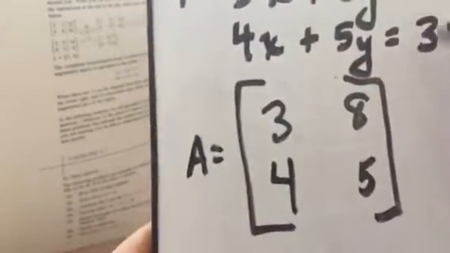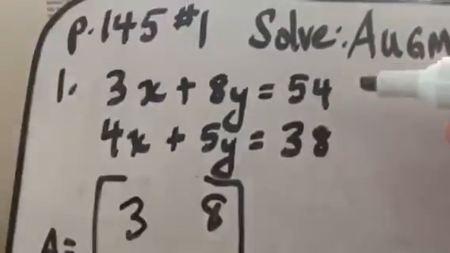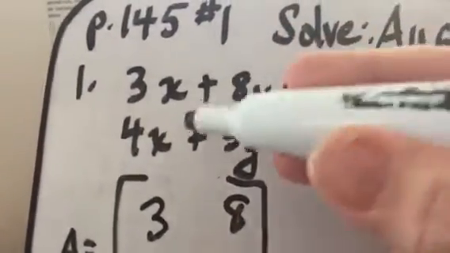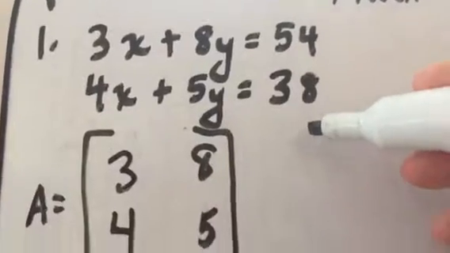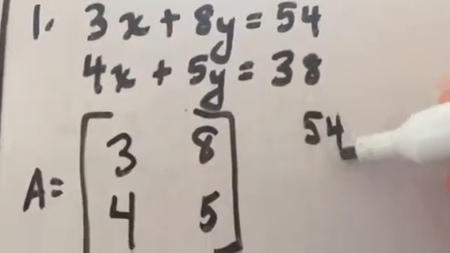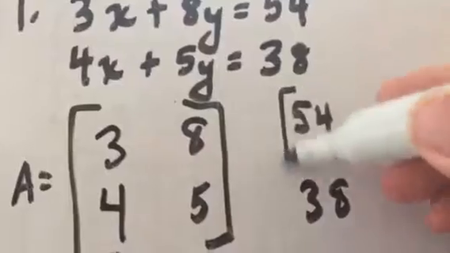And we're going to call this matrix A. These are the answers that you get for these particular equations. We're going to make a second matrix out of that. We're going to call that 54 and 38. That matrix will be B.